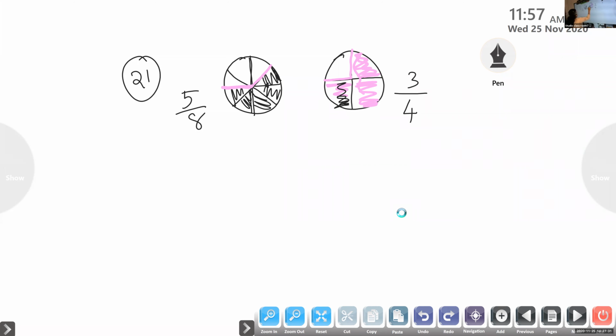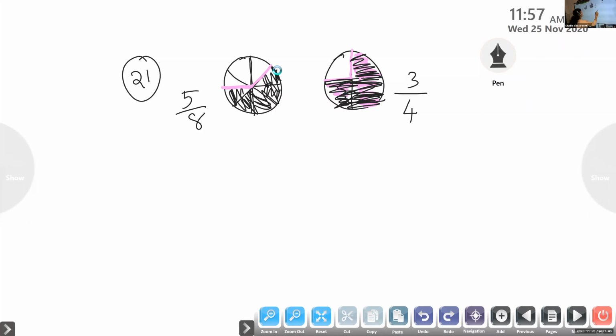Here we can see from the picture it is colored this much part. Okay, ma'am, 3 by 4. 3 by 4 is colored more. Here we can see only this much part. So children, looking at the picture, 3 by 4.